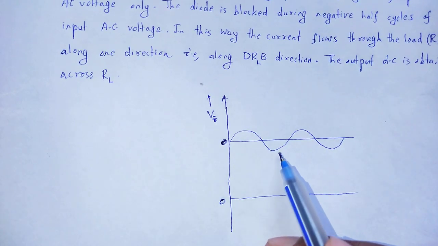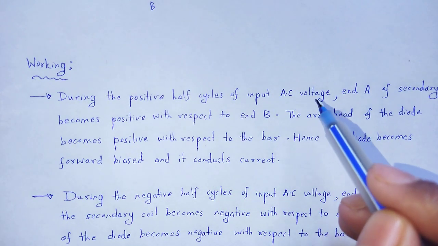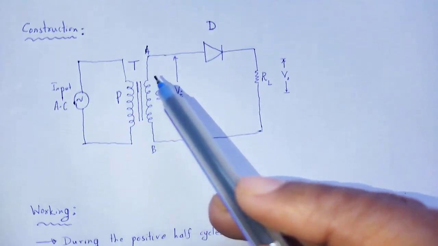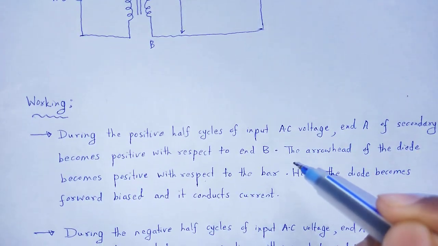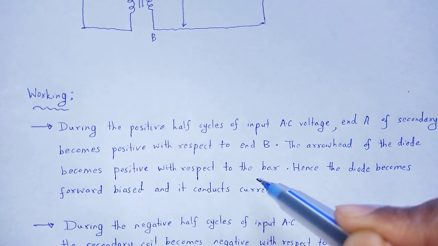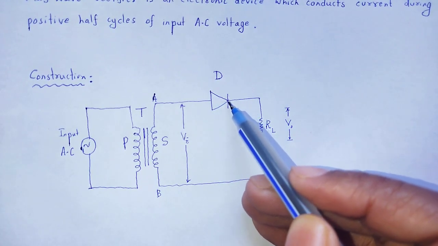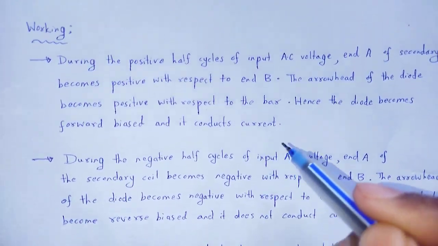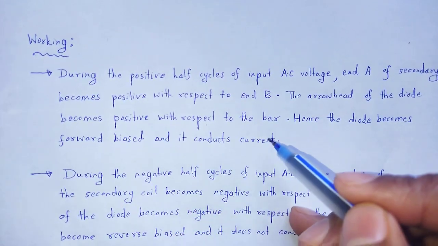One half is positive, another half is negative. During positive half cycle of input AC voltage, end A of the secondary coil becomes positive with respect to end B. Therefore, the arrowhead of the diode becomes positive with respect to the bar, and the bar becomes negative. Hence, the diode becomes forward biased and it conducts current.